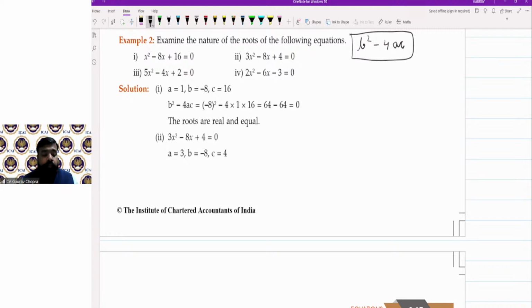You have to simply put the values in this formula, that is the discriminant. Trying the first one, x square minus 8x plus 16 is equal to 0. Now what is b? b is minus 8, squared, then minus 4, a is 1, c is 16. So we are getting 64 minus 64, it is 0. Now you can see b square minus 4ac is 0 this time. So when it is 0, that means condition number 1: roots are real and equal.